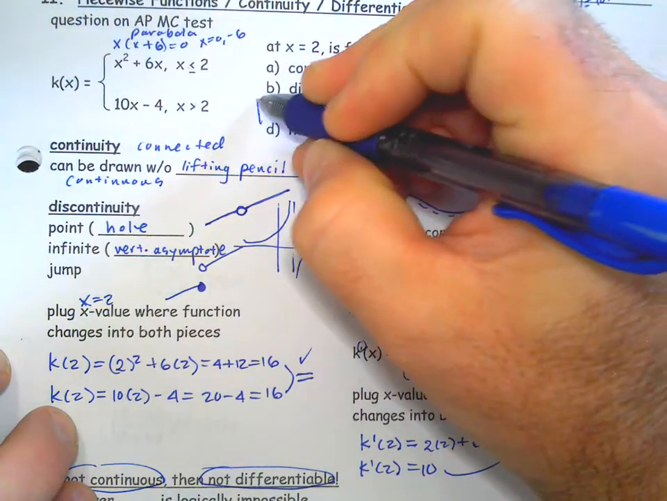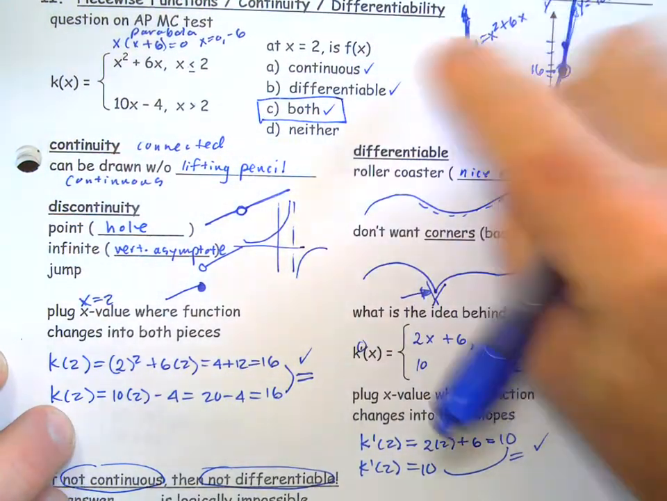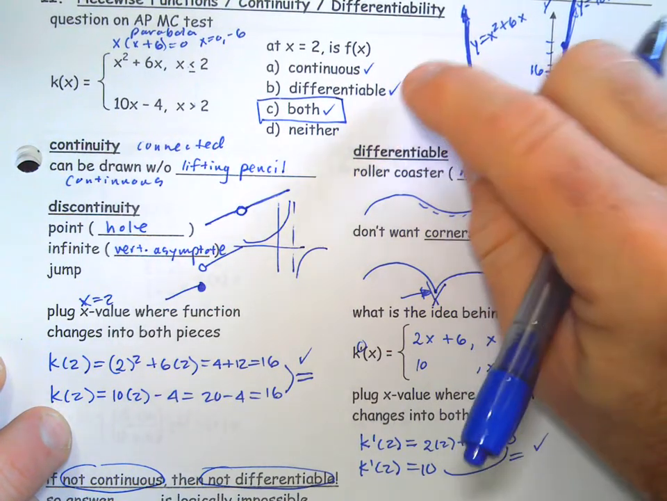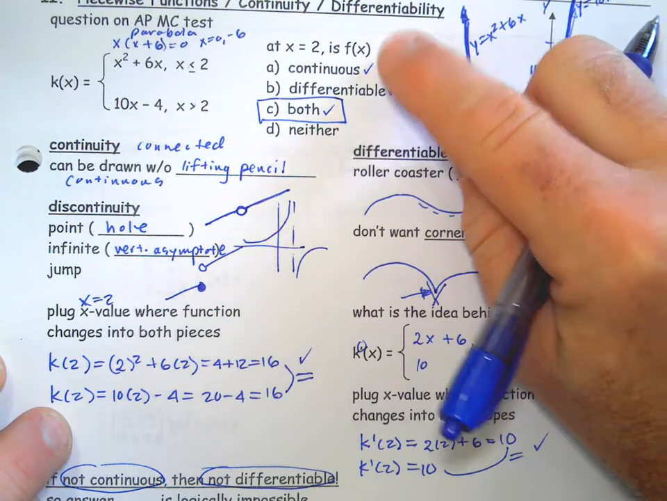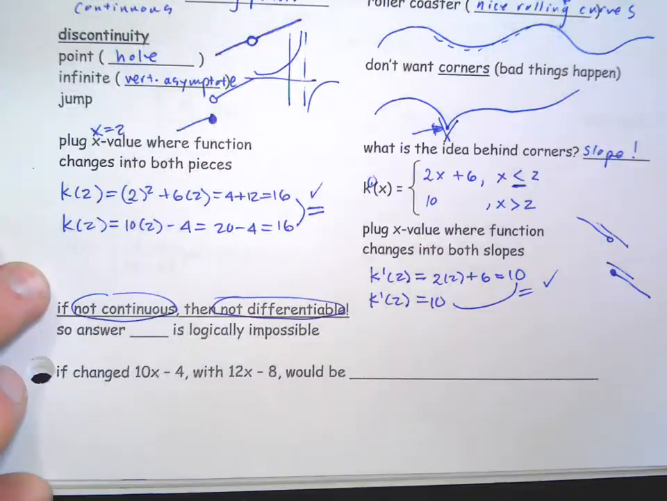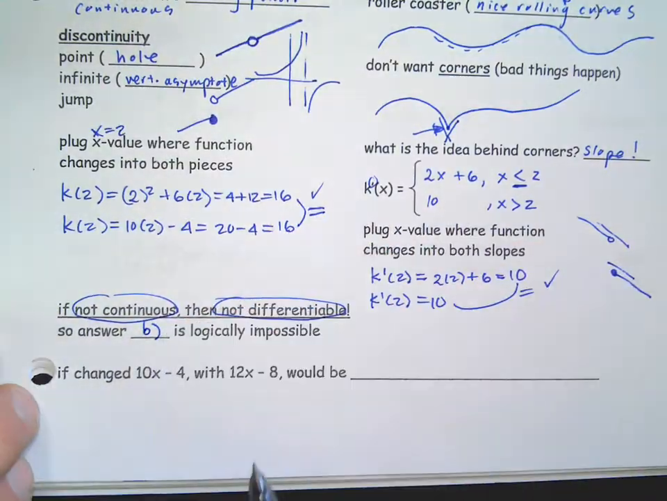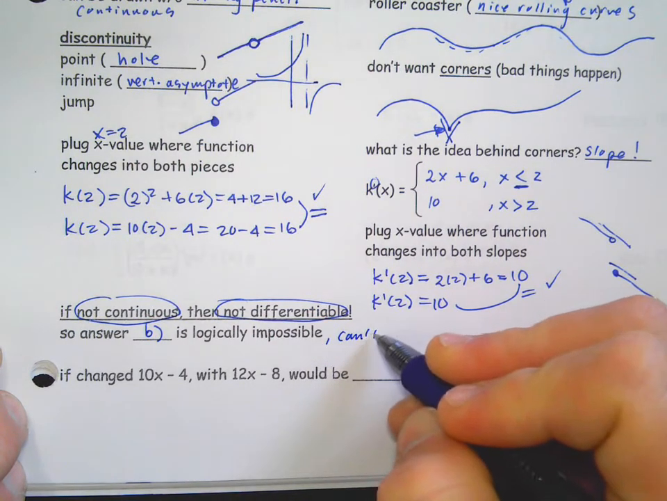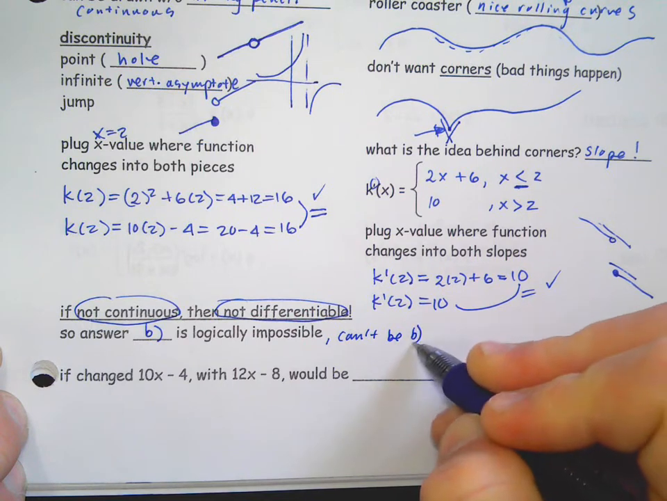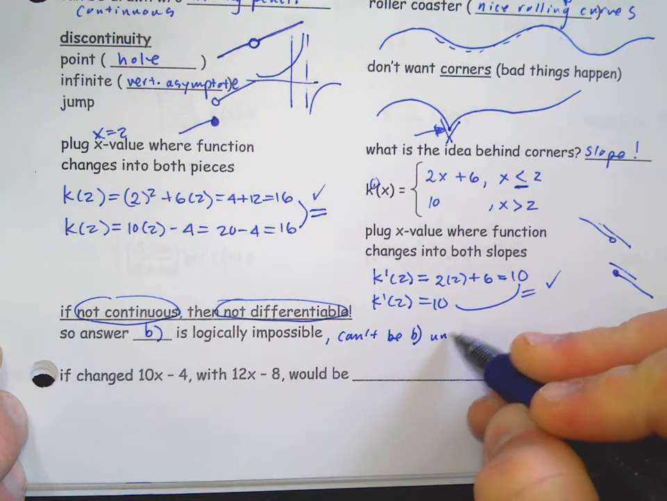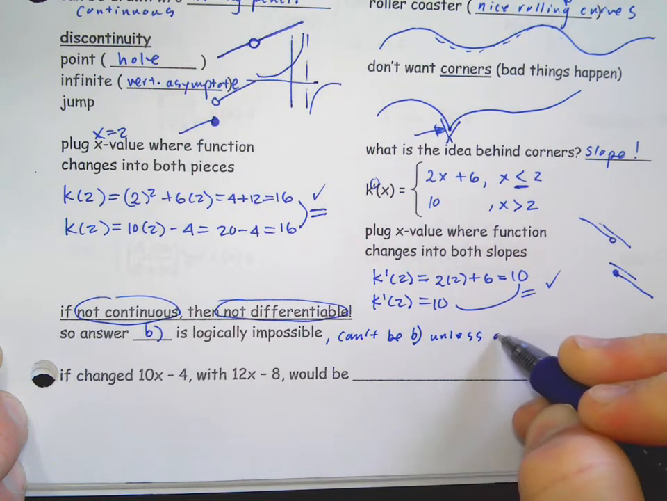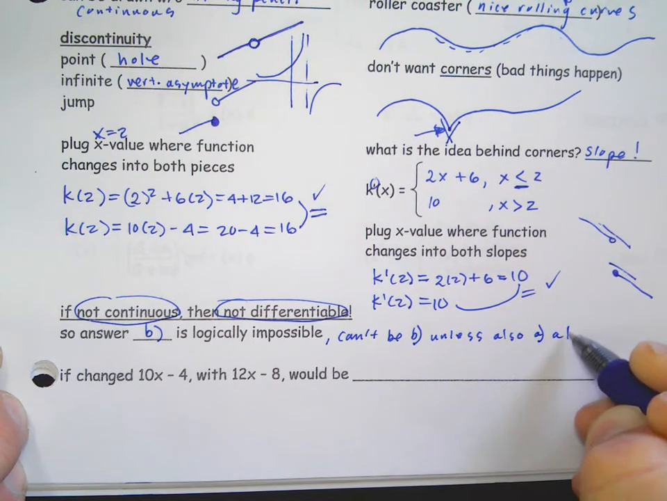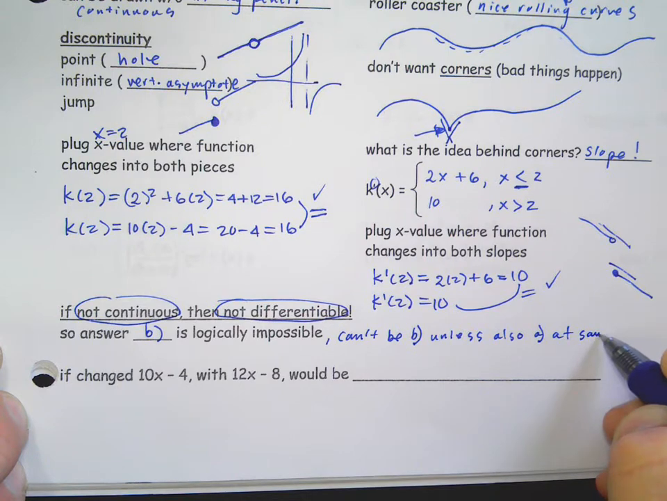Now, one of these answers up here, this graph was continuous, it was differentiable, so it was both, was the best answer, okay? One of these answers would never make sense on its own. Just being differentiable is not possible without it being continuous. So answer B is just logically impossible. So it can't be answer B unless it's also answer A at the same time. So you would have to pick both.